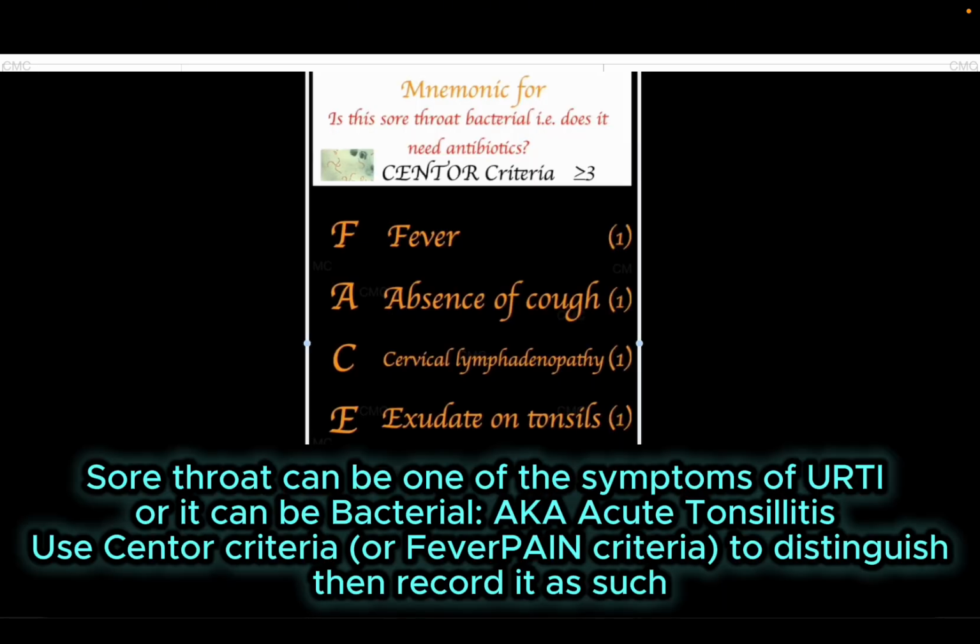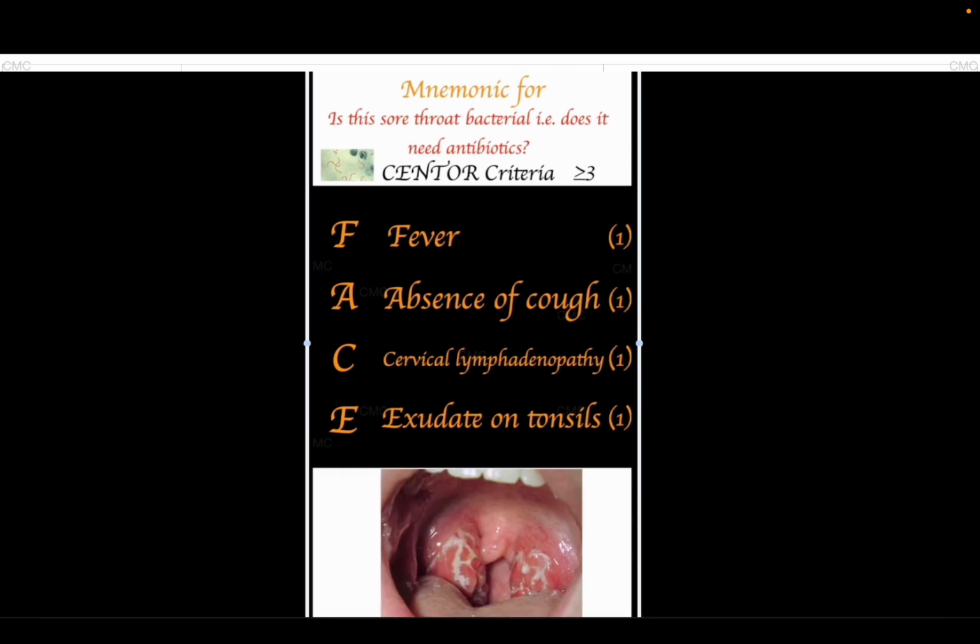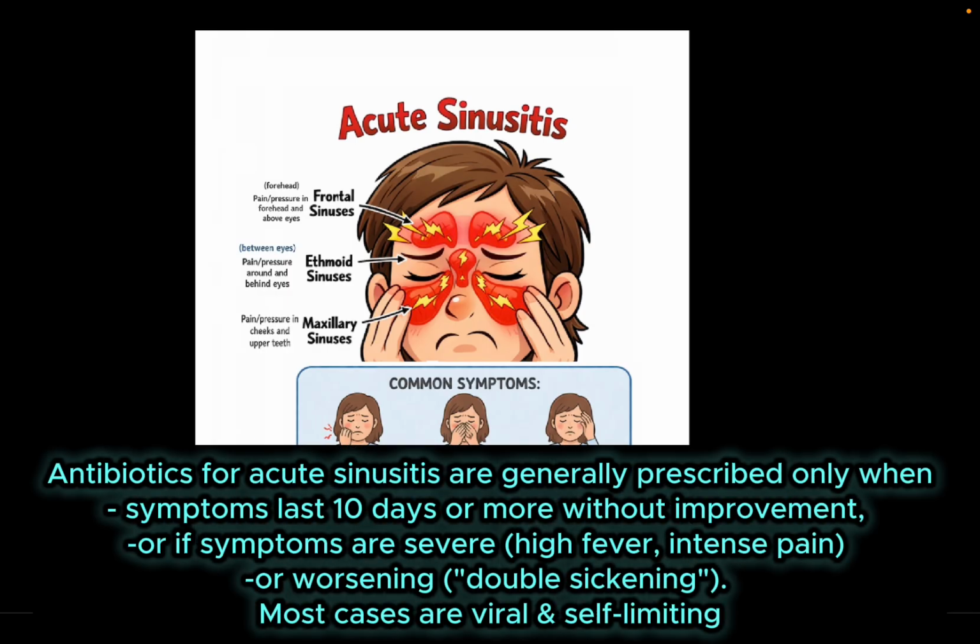For example, for acute tonsillitis, we use a criteria called CENTOR to decide whether antibiotics are needed or not, for which you can find one of our quick mnemonic videos to help you with your smart learning. Similarly, acute sinusitis has a very distinct way of presenting, and depending on how long it has been, we may consider prescribing antibiotics, so it is best to spell it out.